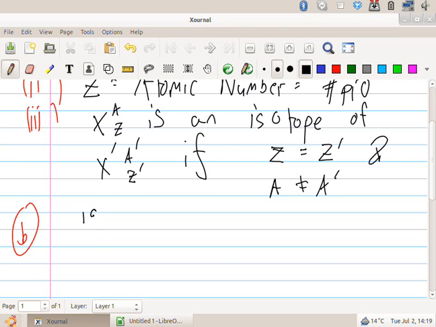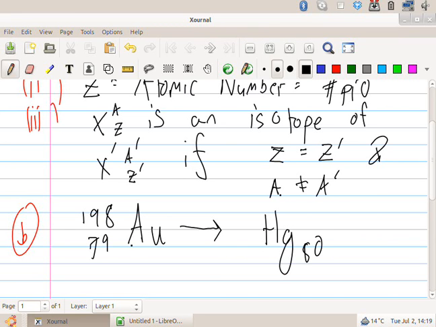Now, 198, 79, what's AU? Are you just guessing? Oh, sorry. Gold. Gold, yes. AU is gold, isn't it? Yeah. Alright, so, what's happened here? The atomic number's gone up, so what type of radiation was this? Beta. So what does beta do? It releases an electron. And what happens here? Stays the same. It just gets a proton, loses a neutron.